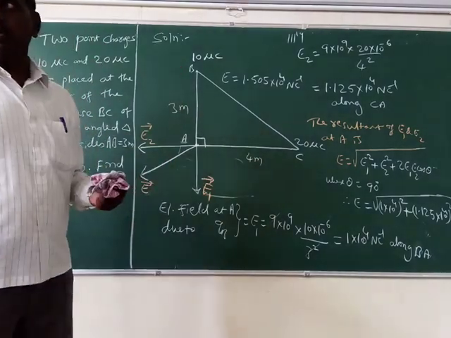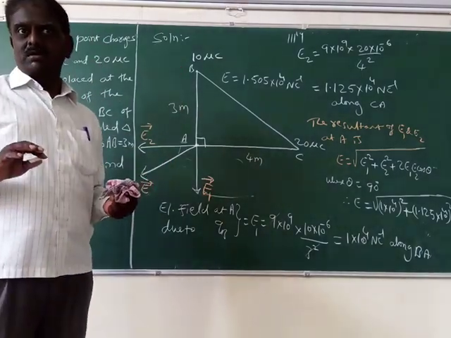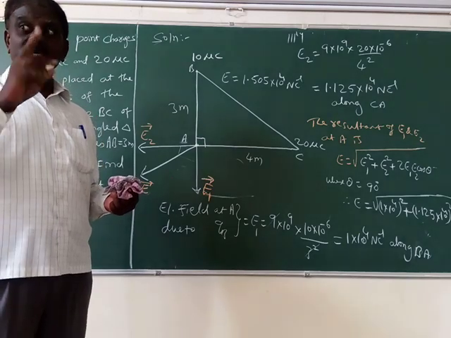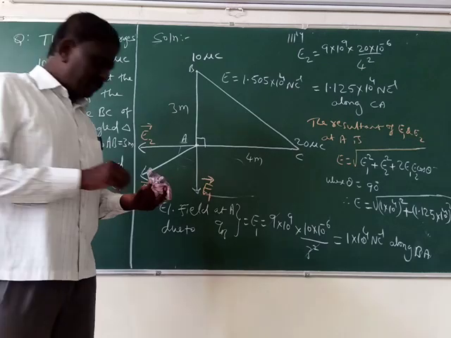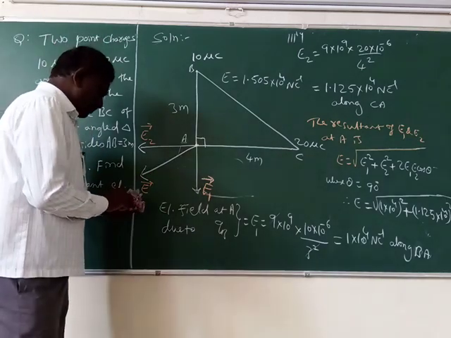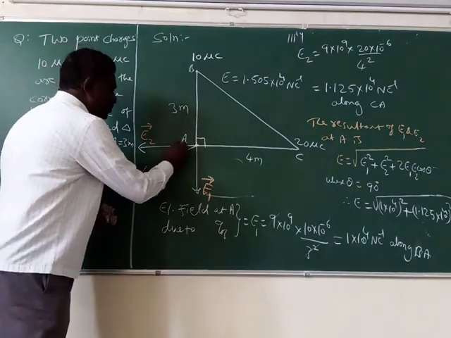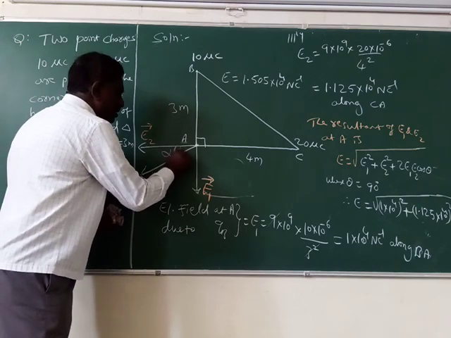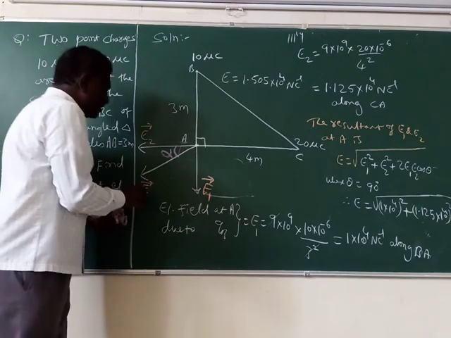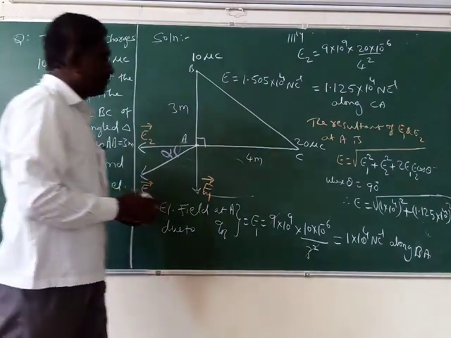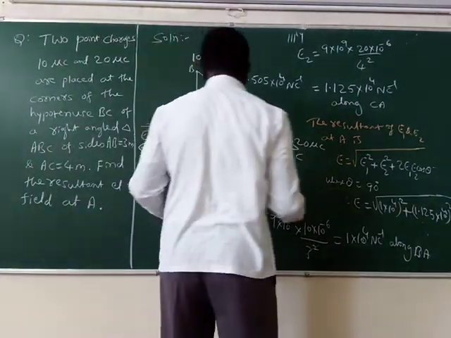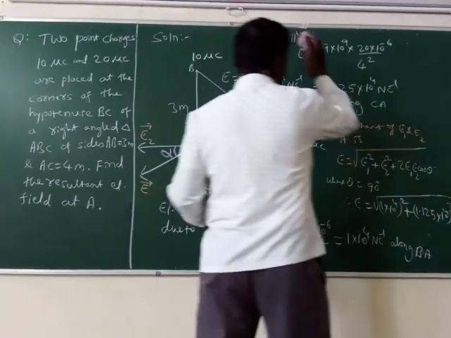Out of 5, you will get 4 marks. 1 mark is for direction. What is the direction of E? Assume that the angle between E and E2 be alpha. Let alpha be the angle between E, the resultant, and E2. Okay. Then to find out the direction, I want to find out the direction here.